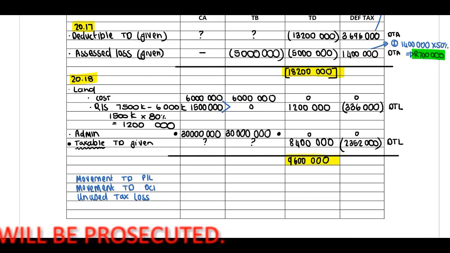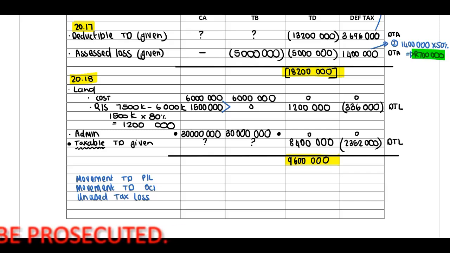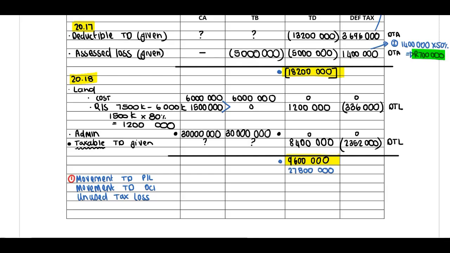Therefore, the total movement from 20.17 to 20.18 is a total amount of 278,000,000. This is from a negative to a positive. Then you need to be able to identify and split that amount into the movement in terms of your profit and loss, the movement in terms of your OCI, and the unused tax loss either created or utilized.